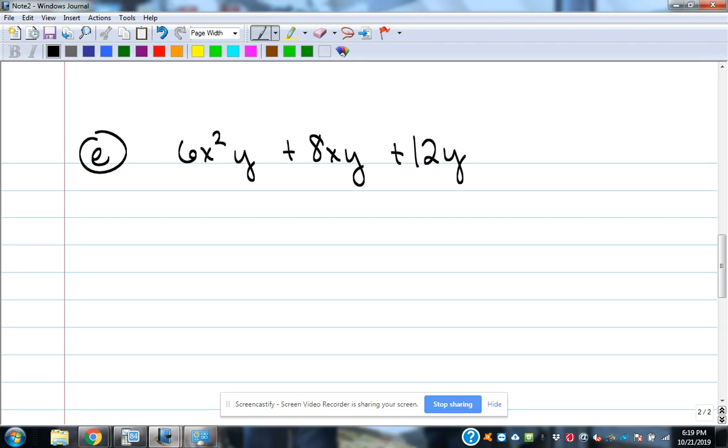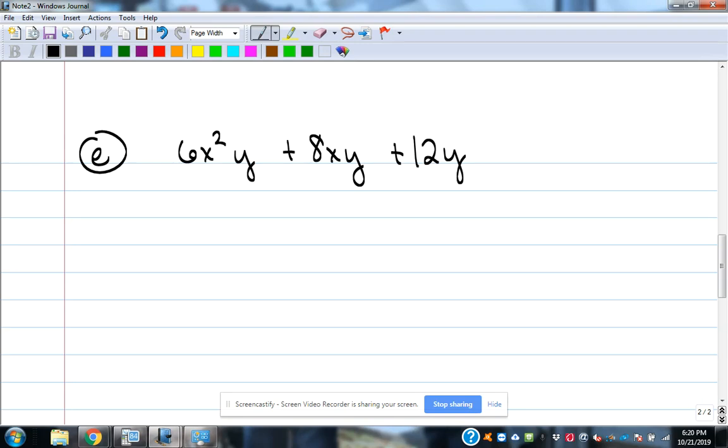Hard to do descending order on this one because you got 2 different letters to go by. But a lot of times the best way of going about doing that is just go by the first letter in the alphabet. X comes first. So if we go descending order by x, it'd be x squared, x, and then no x's. So this one happens to be in what we'll claim as descending order.